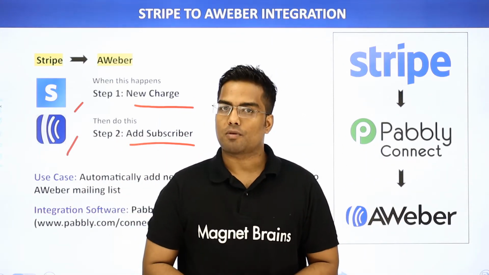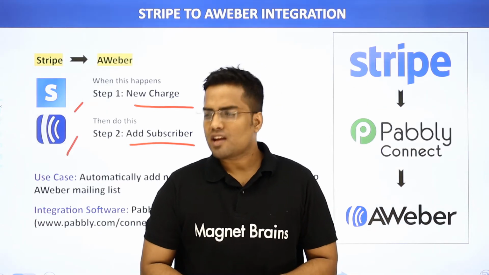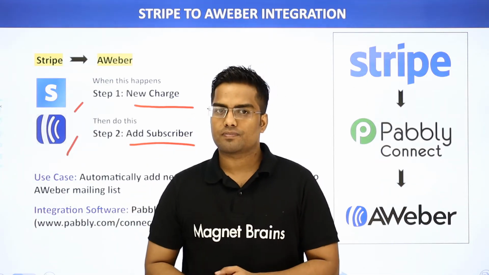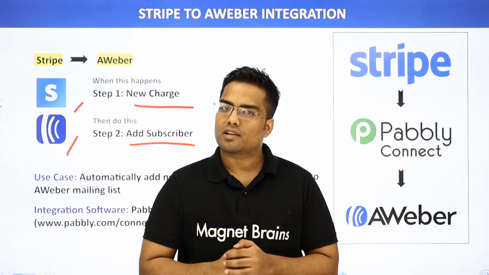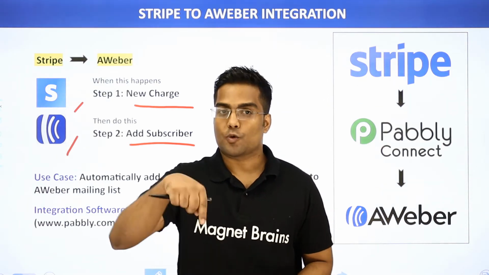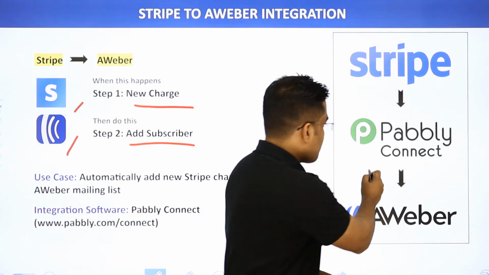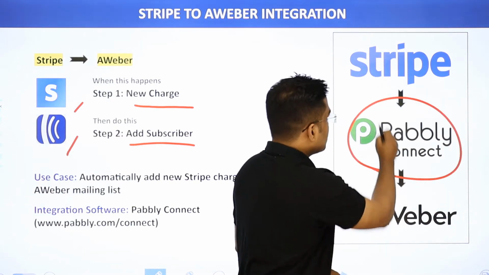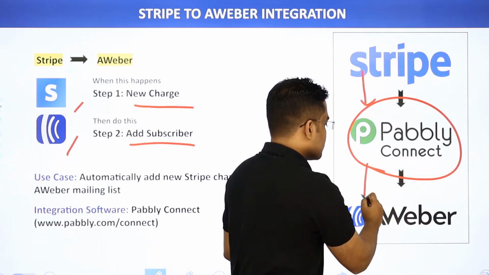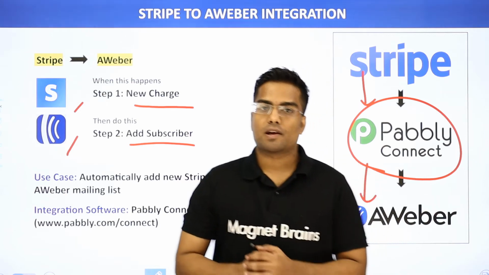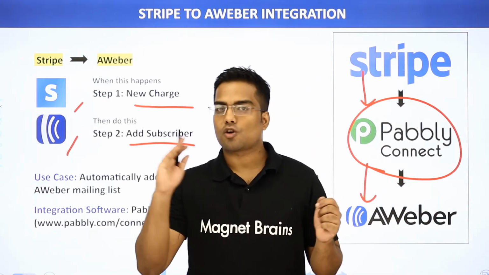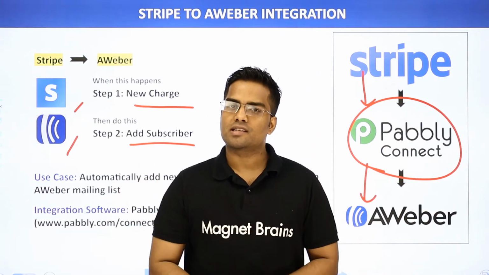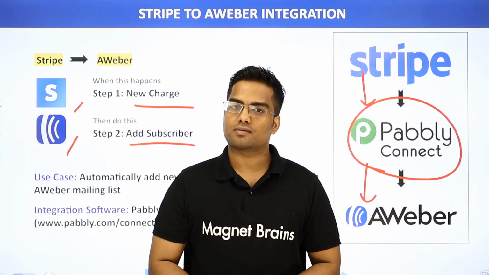But there is one minor problem. The integration between Stripe and AWeber is actually very limited. In cases like these, we need to bring a third app to connect them both. So in this video, we will use Pabbly Connect to integrate Stripe and AWeber. And the best part of using Pabbly Connect is, there is no need for coding skills or programming language. It can be done easily. Let me show you on my screen.